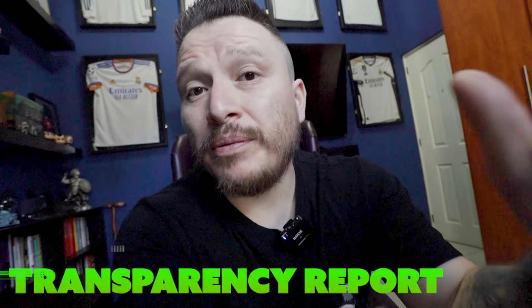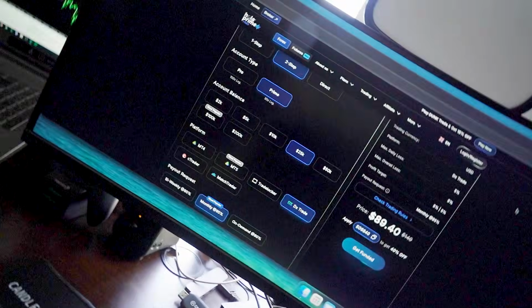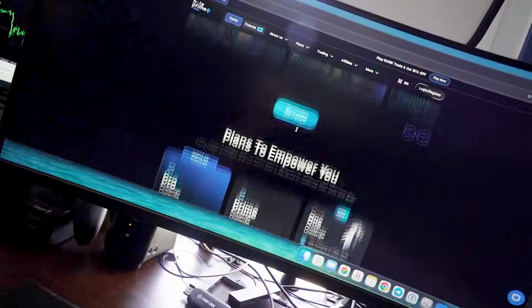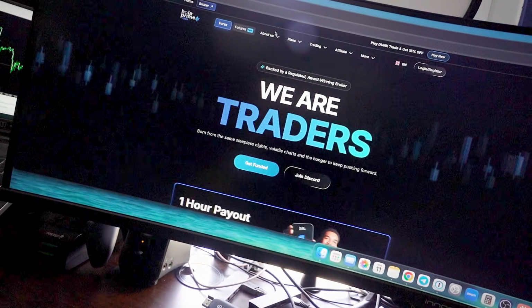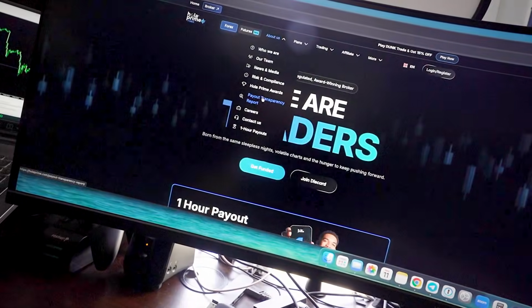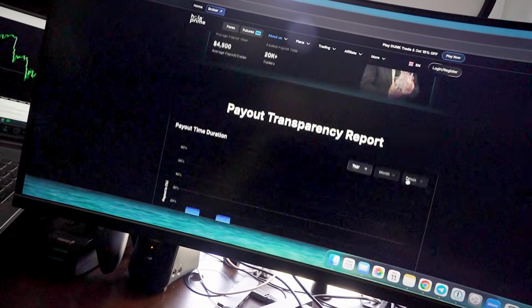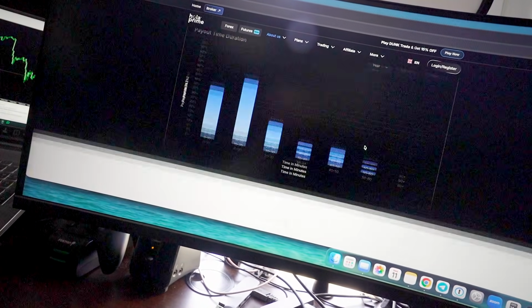And the second feature that I really, really like is the transparency report, which again, I've used other companies and this has been a crazy issue. Number one, why the transparency report is actually good. I think it's somewhere here. It's gotta be somewhere. I'm not sure. There you go. Payout transparency report. And these are the payouts that have been going on.